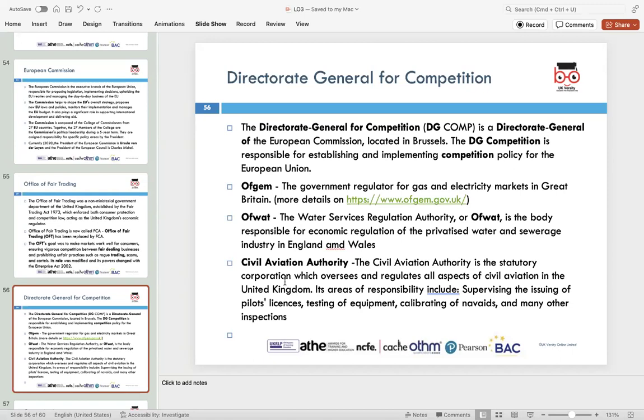Then the Civil Aviation Authority. The Civil Aviation Authority is a statutory organization which oversees and controls all elements of civil aviation in the United Kingdom.